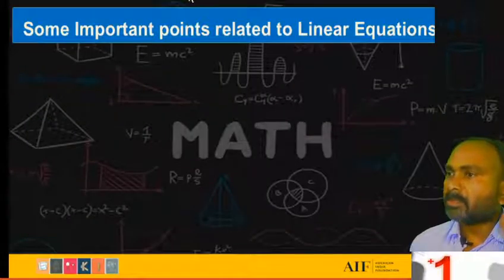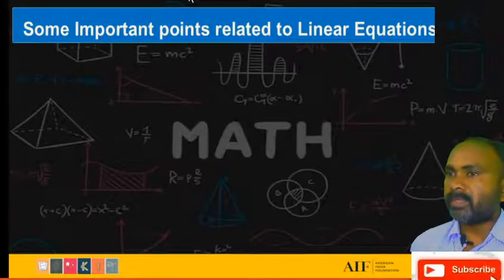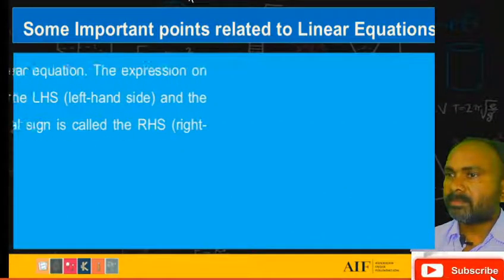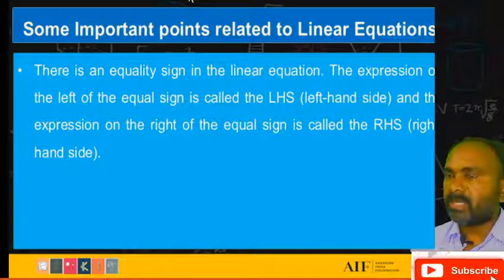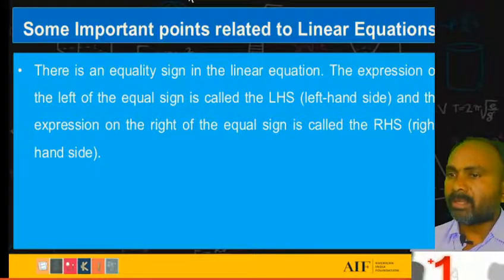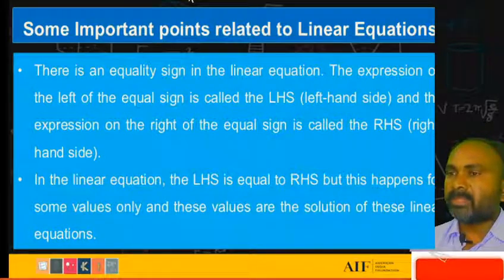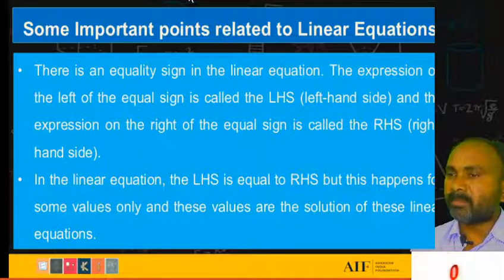Some important points related to linear equations. There is an equality sign in the linear equation. The expression on the left of the equal sign is called the LHS, left hand side, and the expression on the right of the equal sign is called the RHS, right hand side. In the linear equation, the LHS is equal to the RHS, but this happens for some values only, and these values are the solution of the linear equation.